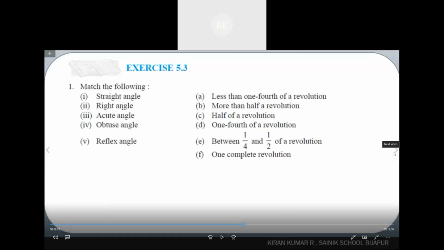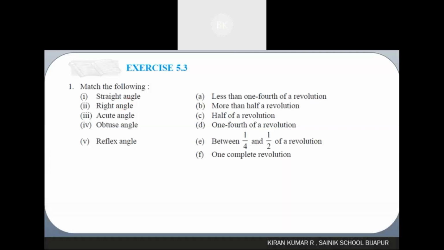Yes, sir. So a straight angle makes half a revolution, so the first one is C. Right angle: half a revolution is 180 degrees, and 1/4 of a revolution is at D. So the second one is D.